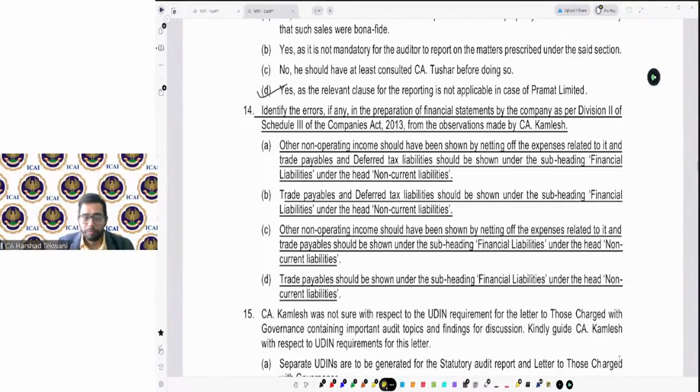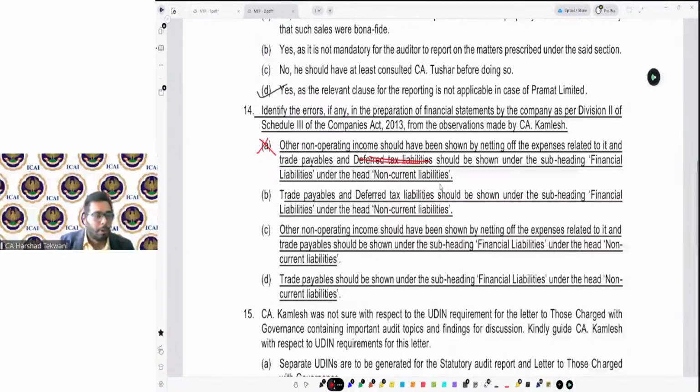So, okay, let's see. Number one, option A. Other non-operating income should have been shown by netting off the expense related to it, and the trade payables and deferred tax liability should have been shown under the subheading of financial liabilities under the non-current liabilities. See, trade payables is fine, non-operating is fine, but deferred tax directly under the head of financial liability is not correct. That's why A will not be the correct option.